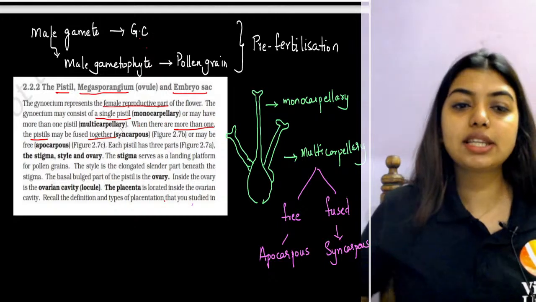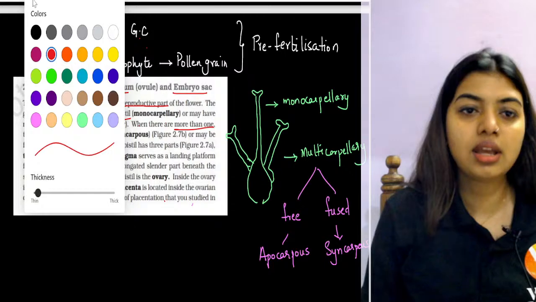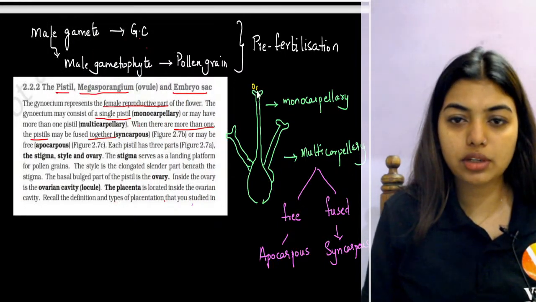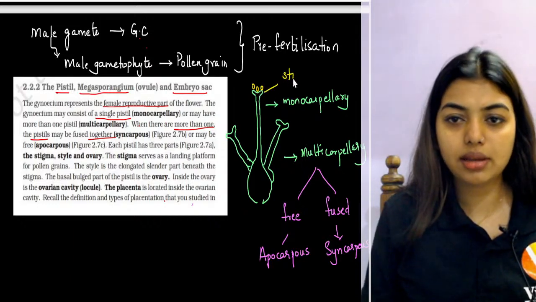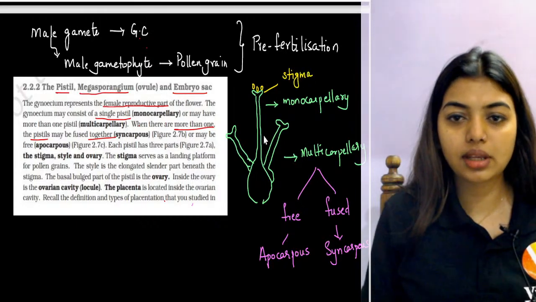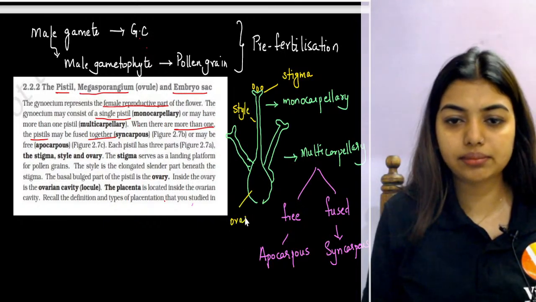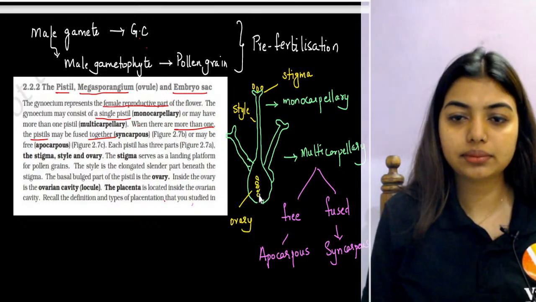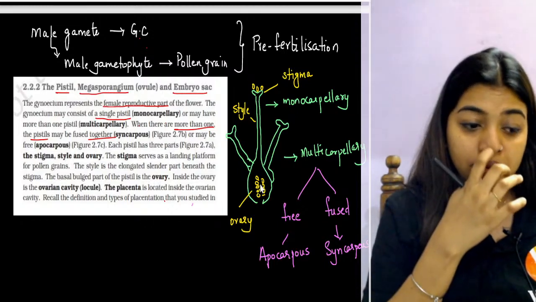Each pistil has three parts: stigma, style, ovary. This portion is where the pollen grain will come and fall. This is the landing place, called the stigma. This long structure is called the style, and this is called the ovary. Inside which, who will be there? Ovules will be there. Got it, all of you?